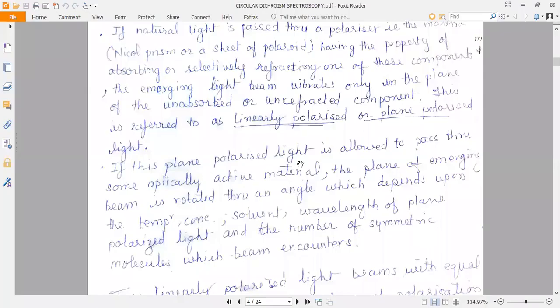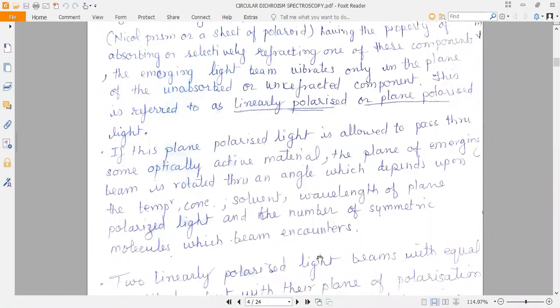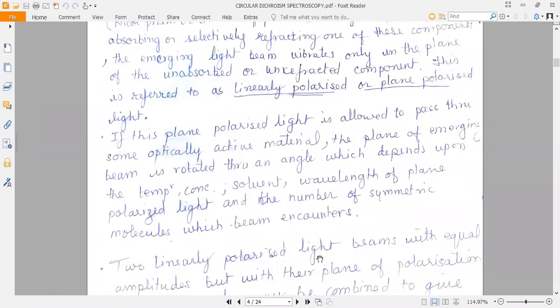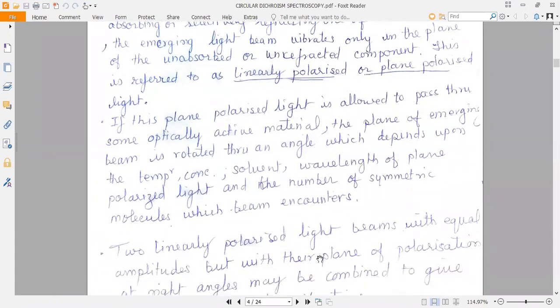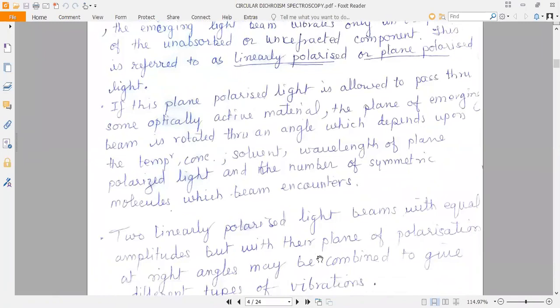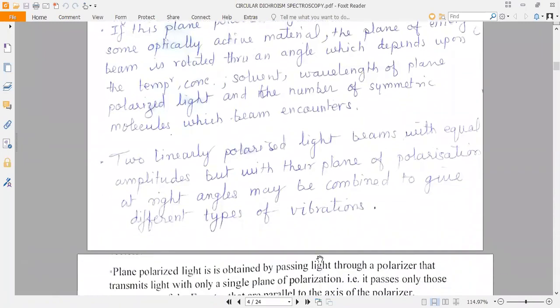If this plane polarized light is allowed to pass through some optically active material, the plane of the emerging beam is rotated through an angle which depends on the temperature, concentration, solvent, wavelength of the plane polarized light, and the number of symmetric molecules which the beam encounters. You already know what happens when a plane polarized light enters any optically active material. So, what is the consequence of this?